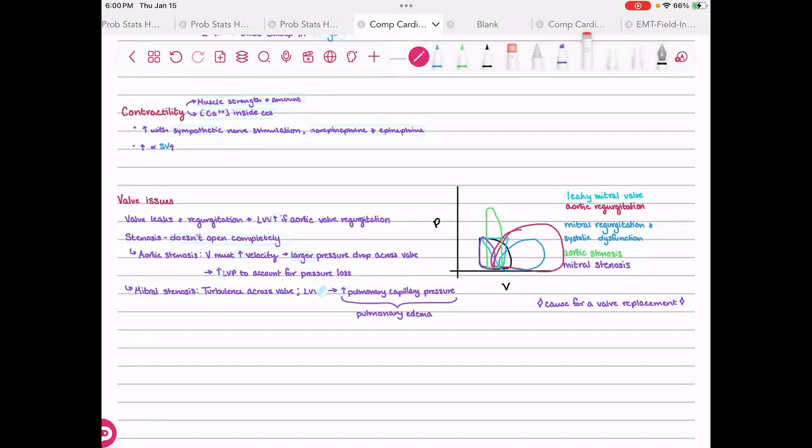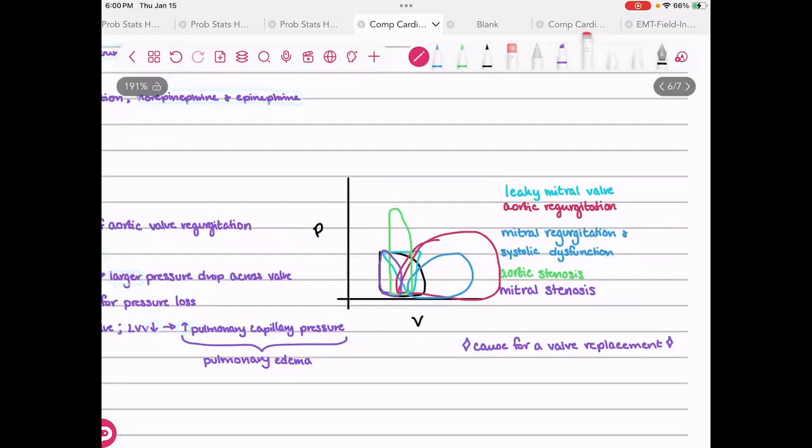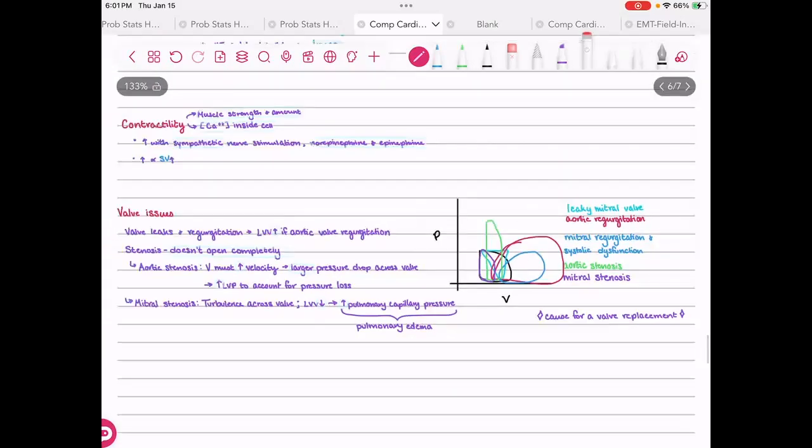If we look at mitral stenosis, so if we think about it here, the mitral valve isn't opening completely, so there's going to be turbulence across the valve and that blood flow. So the left ventricular volume decreases, and this increases pulmonary capillary pressure, which can lead to pulmonary edema. And keep in mind that mitral stenosis is cause for valve replacement. So if we see here, we are having a stenosed mitral valve in this purple PV loop over here. There's turbulence across the valve and the volume isn't able to increase as much as it would in a normal heart.